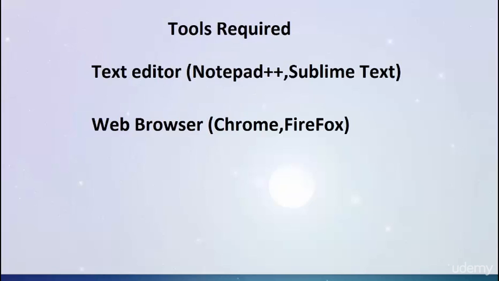So the next thing is the tools which are required for this course. Basically you'll need a text editor. I'd prefer Notepad++ or Sublime Text, whichever you wish to. So you must have a basic text editor with you so that you could write the JavaScript code. Now the next thing which you need is a web browser so that you could check the result or run your code on a web browser. So make sure that you have the latest version of Chrome or Firefox installed on your computer so that you could run JavaScript code on it.